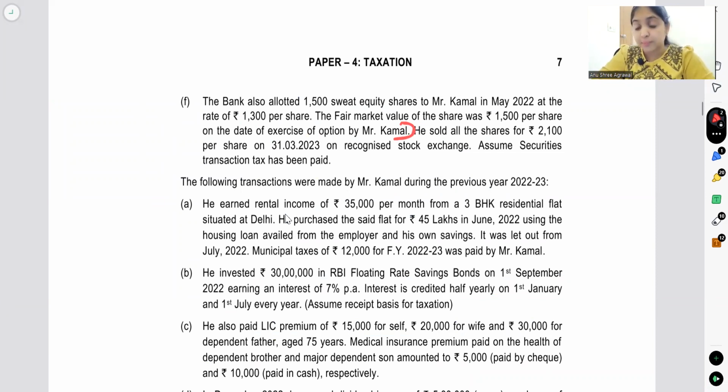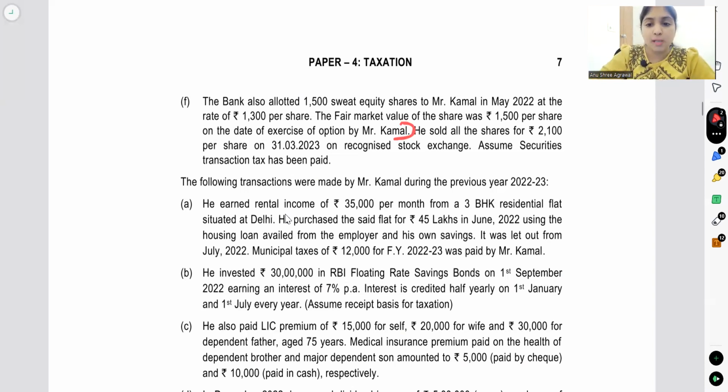In the year of allotment. When were the shares allotted? Allotted in May 2022, current year. So current year there will be taxation, but how much? The difference. The FMV is 1,500, but we are paying only 1,300. So we're getting a benefit of 200 rupees per share. This 200 rupees per share will be taxable in the year of allotment.